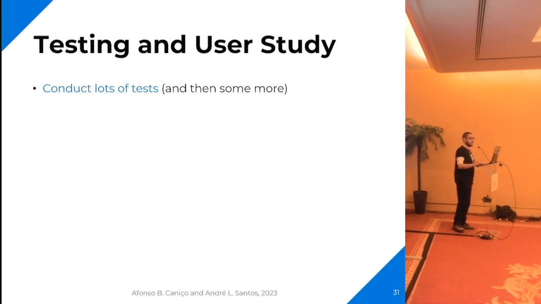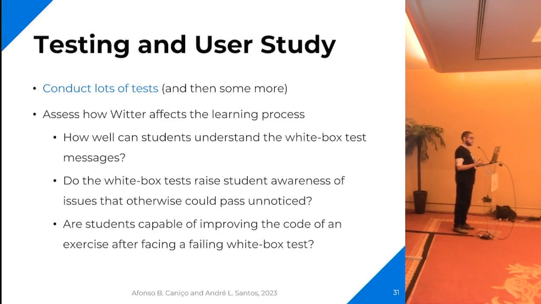And then on that note, of course, we have to run tons and tons of tests. We want to really assess how Witter affects the learning progress of students at this level. So we want to see if the inclusion of white box feedback actually lets us access information that could have gone unnoticed in typical black box software testing solutions. If that information does get passed, we want to see if the students can actually use that information to reach correct solutions faster or in a better way, if it is beneficial for their learning.